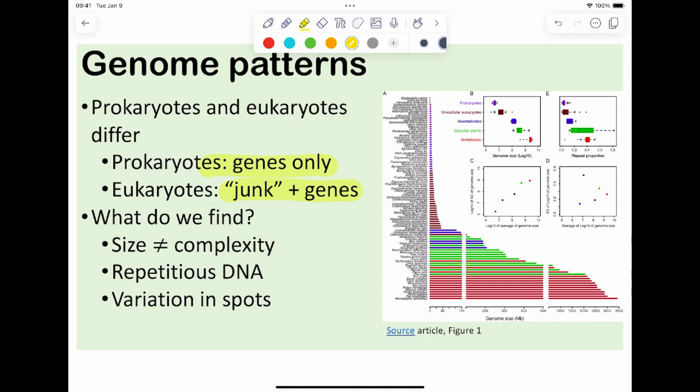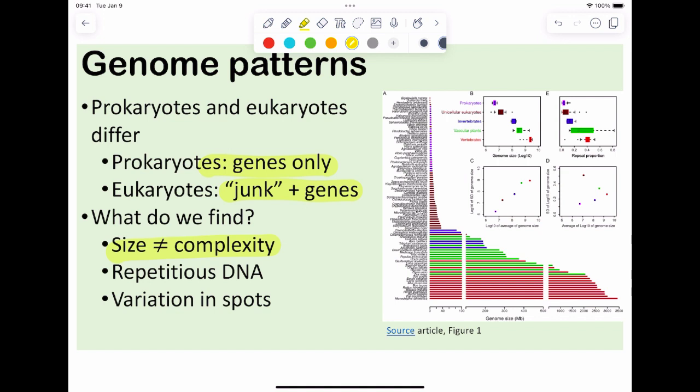The vast majority of it turns out to be like 50-ish percent is actually not even human DNA, which is all the more entertaining. Some of the patterns that we've started to gather out of genome analysis is that the size of a genome does not tell you how complex the organism is.